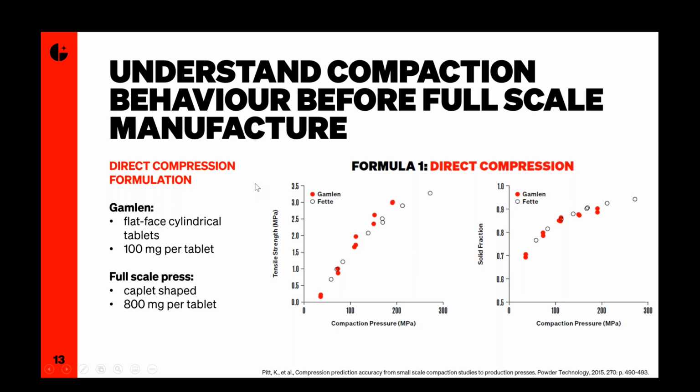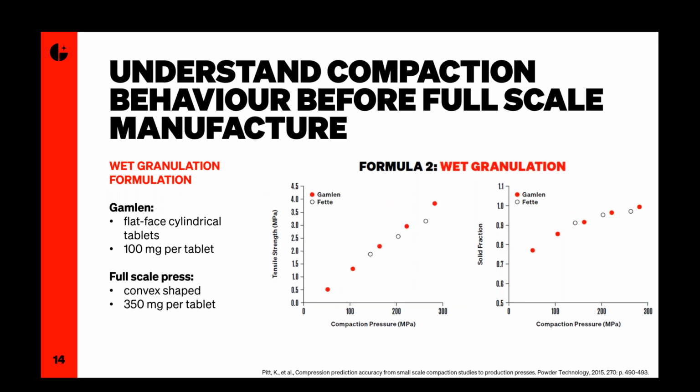So the same data, but for the wet granulation formulation. Here again, our Gamlen tablets are flat-faced cylinders with 100 mg of sample per tablet, whereas on the full scale they're now convex-shaped tablets with 350 mg of sample per tablet. And again, you can see how the strength of the tablets and the solid fraction change with compaction pressure, and there's no discernible difference between the data.